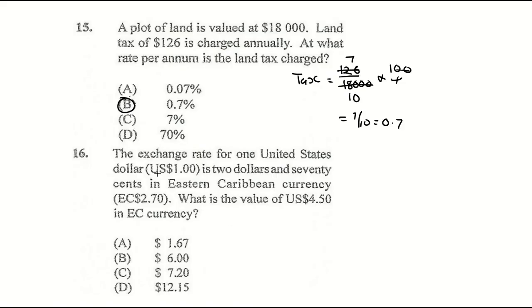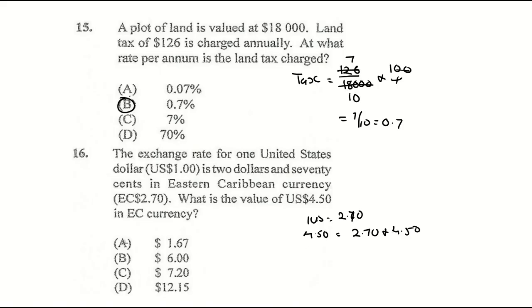Alright, this is a new question. It's a kind of different question. So 1 US is 2.70, sorry. They want to know what is $4.50 US, which would be 2.70 multiplied by 4.50. 4 twos are 8, so you're looking for something a little bit more than 8, right? When you multiply it, you don't have to multiply the complete numbers. You just multiply the major ones.